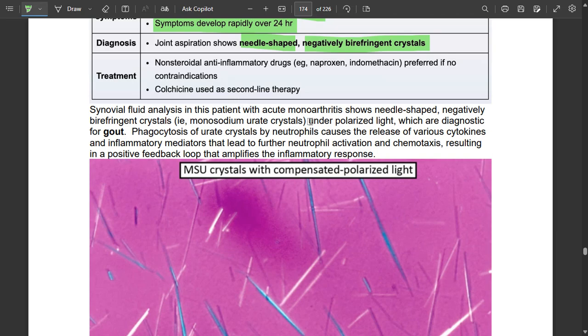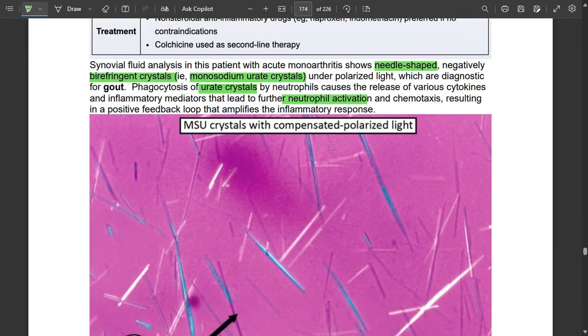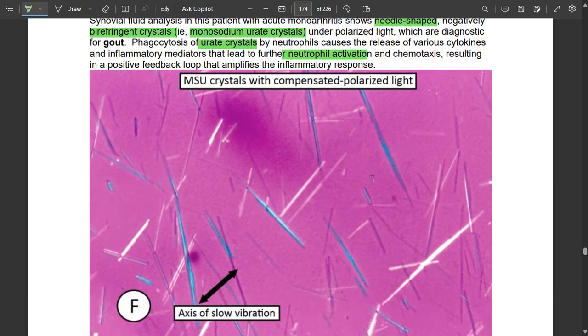Synovial fluid analysis in a patient with acute monoarthritis shows needle-shaped, negatively birefringent crystals, which are monosodium urate crystals under polarized light and are diagnostic for gout. Urate crystals are phagocytosed by neutrophils, which causes release of various cytokines and inflammatory mediators that lead to further neutrophil activation and chemotaxis. This is a feedback loop that amplifies the inflammatory process, so there is severe inflammation.